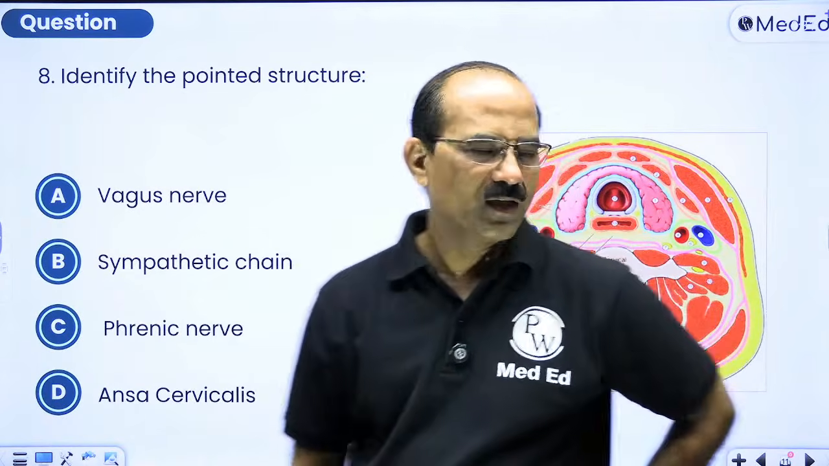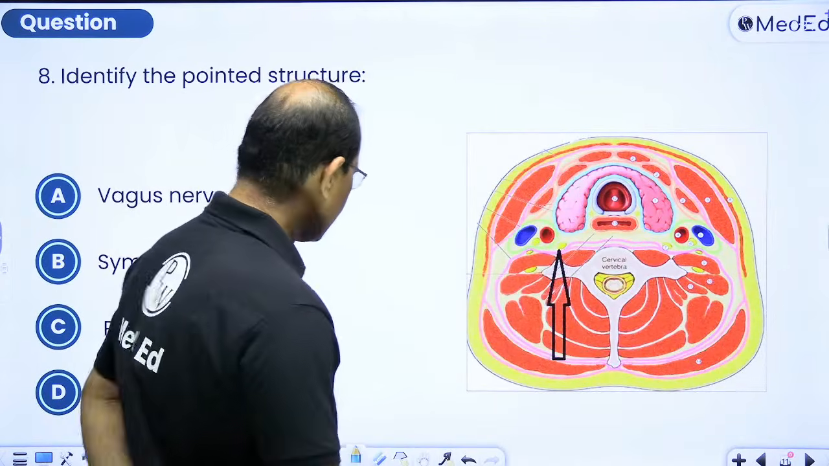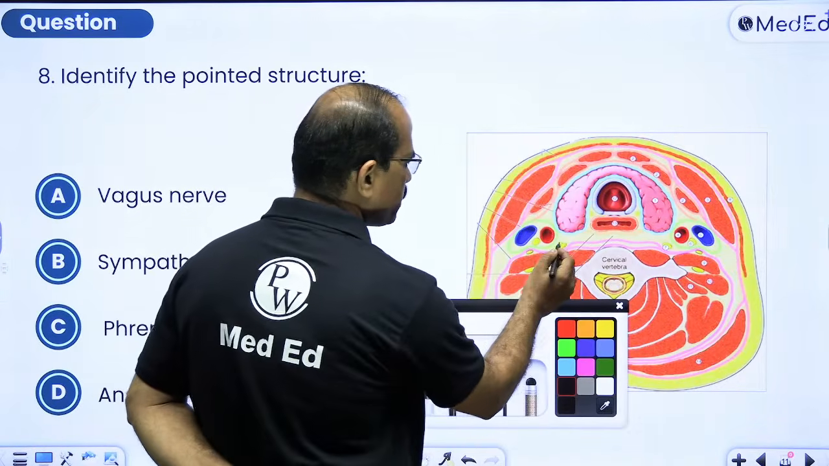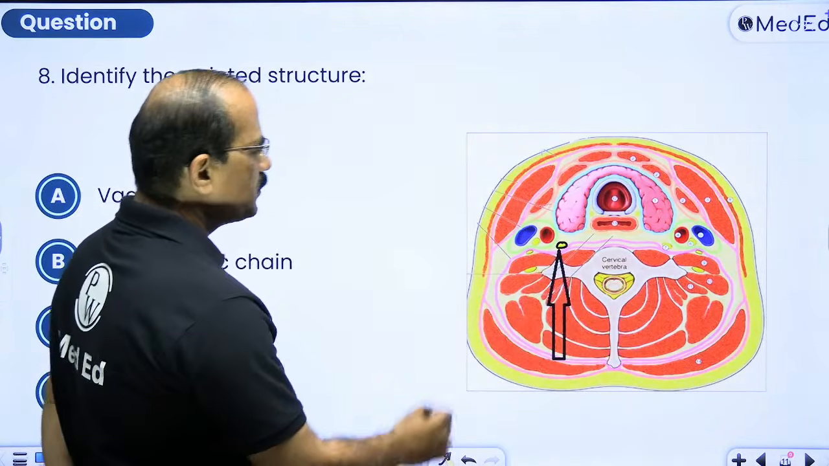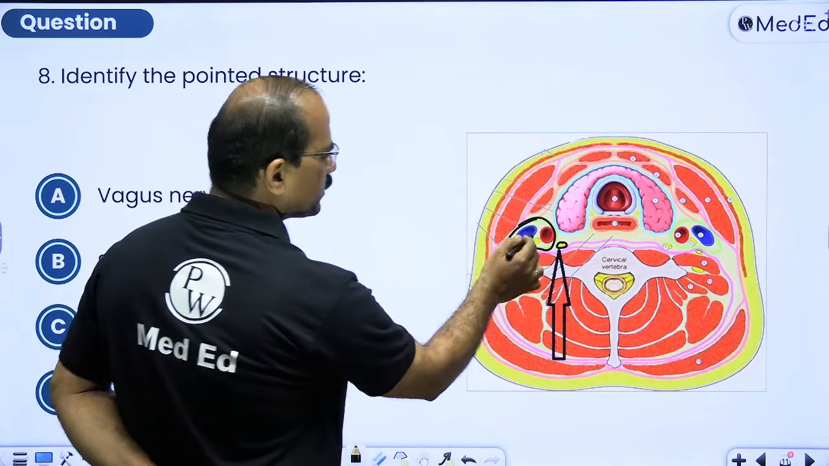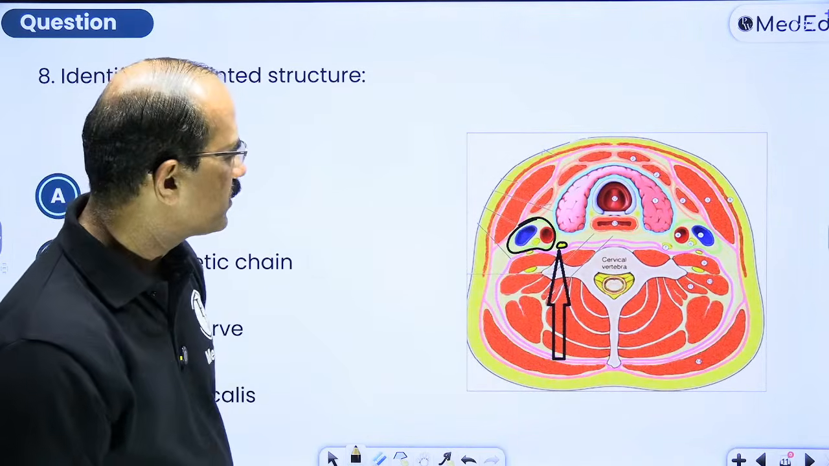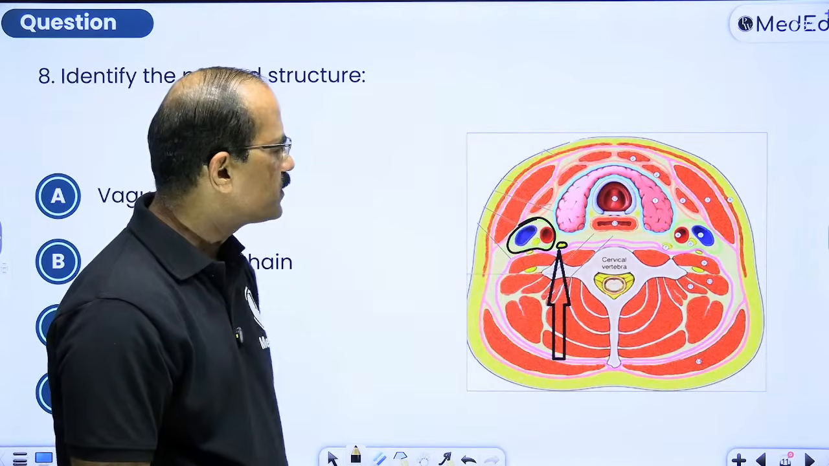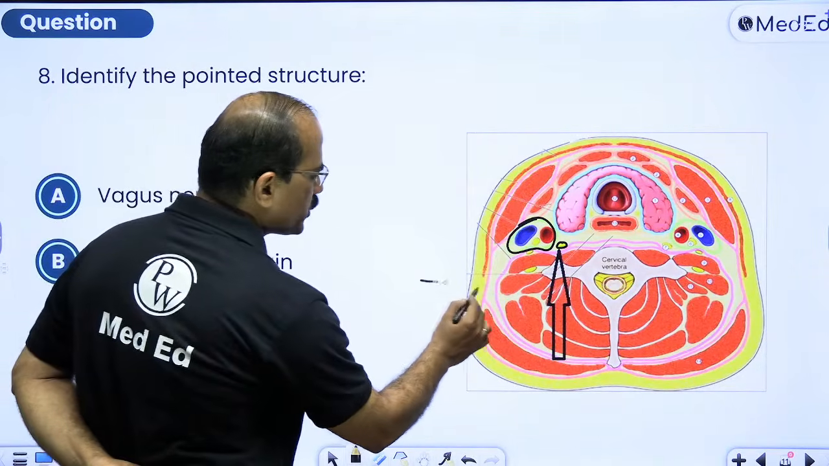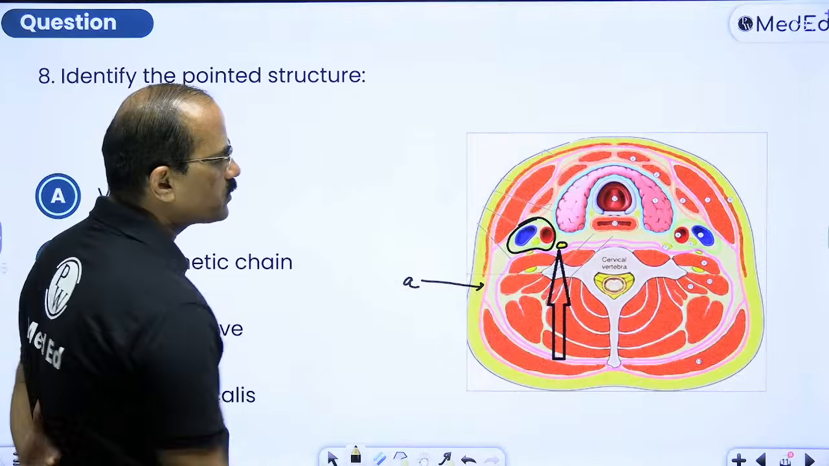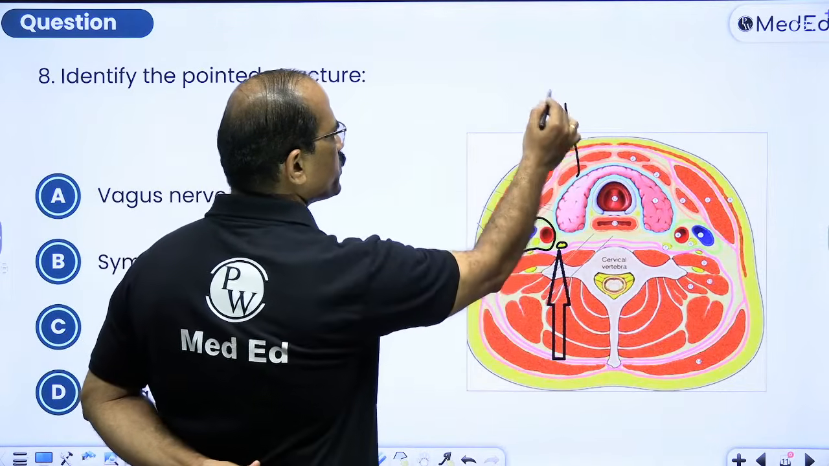So what is the answer for this? हाँ, एक मिनट. ये कौन है? That's a sympathetic chain. अब ये देख रहे हो, what is this? This is a carotid sheath, है ना? Carotid sheath. ये वेगस देख रहे हो, that's a vagus. Just tell me, what is this fascia? ये नंबर A कौन है? What is this fascia? B.